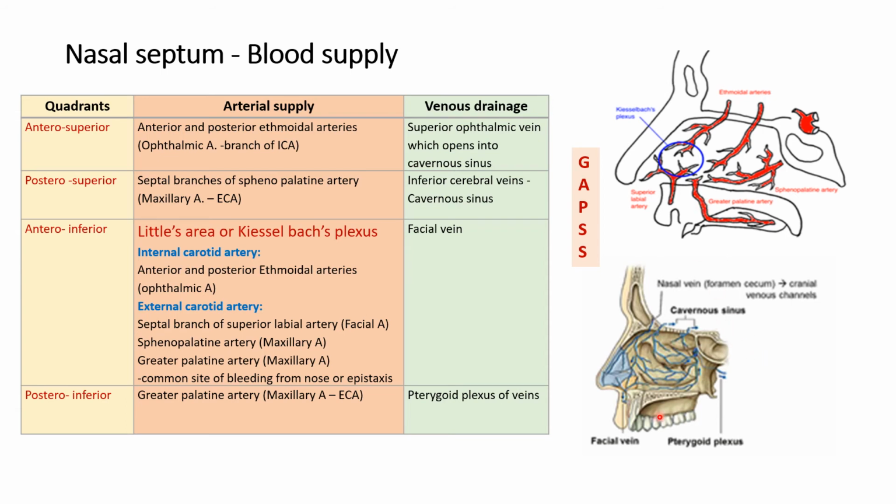Coming to the venous drainage, from the anterosuperior quadrant, the veins drain into the superior ophthalmic vein, which drains into the cavernous sinus.